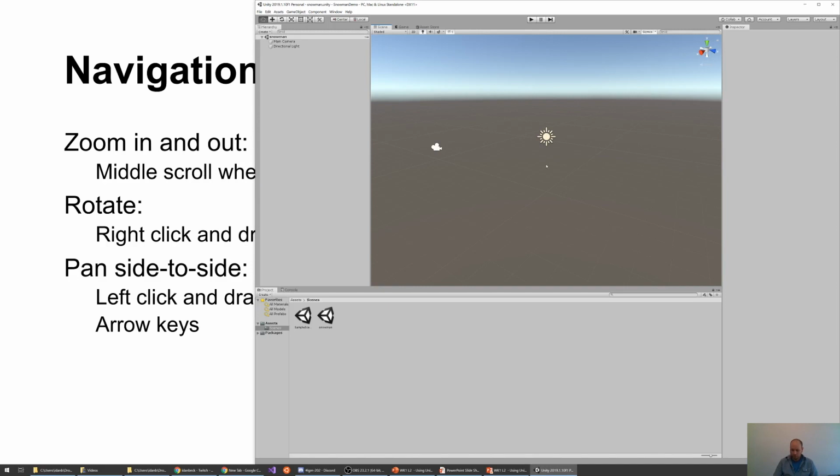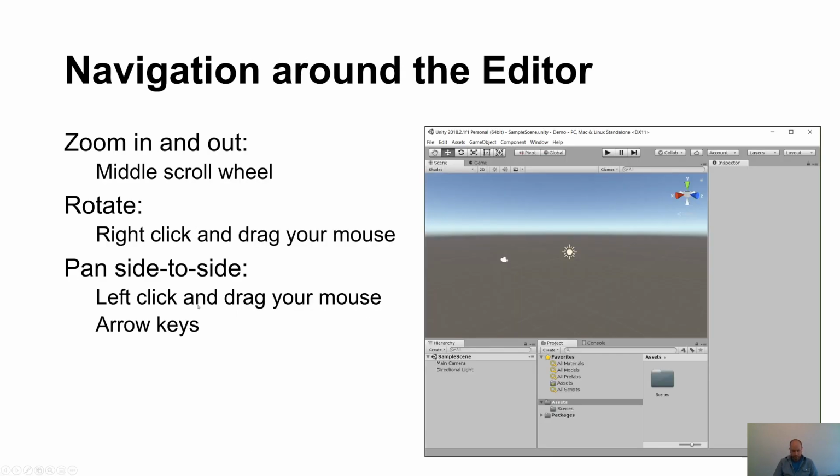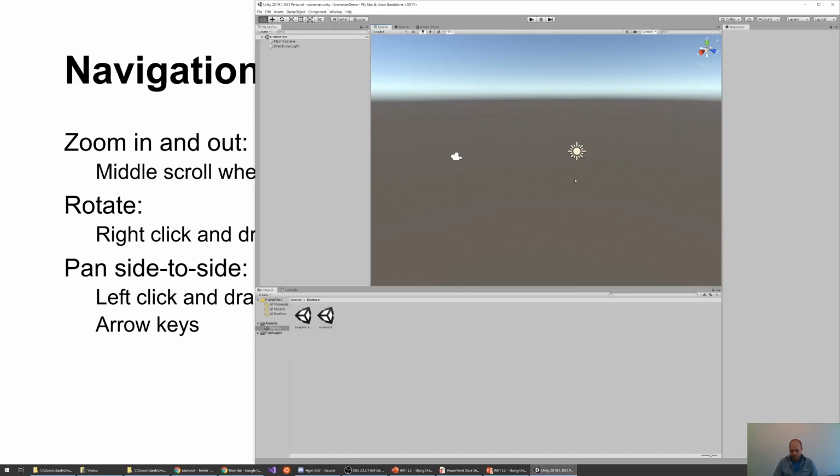Right. So this is incorrect. It's not actually a left click. It's a middle click now. And you will pan side to side. But you can also do it with the arrow keys, which I highly recommend. Also, if you hit shift and arrow keys, forward, backwards, left, and right, you go a little bit faster.